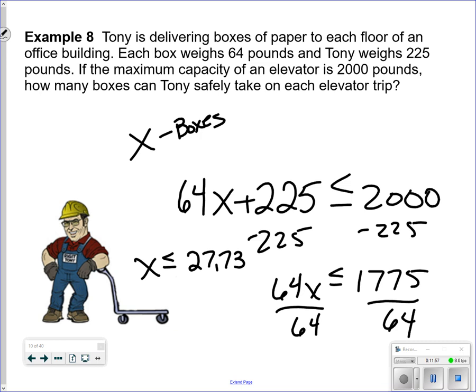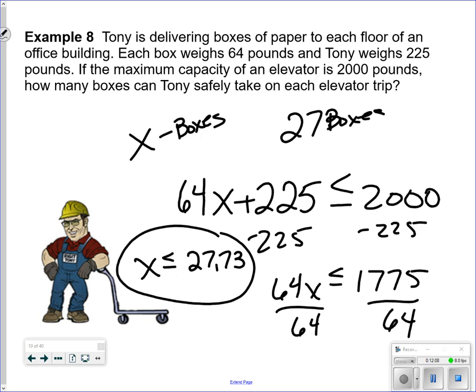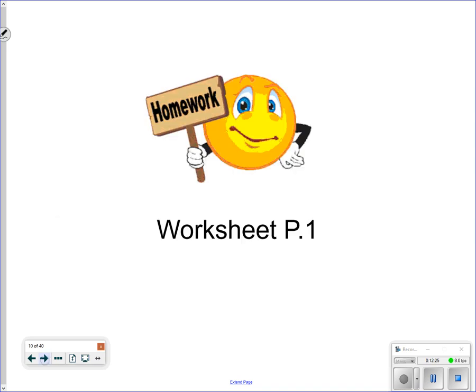Yes, x is less than or equal to 27.73 boxes. You're not going to cut a box in half. So this is the solution to the equation. In reality, you're allowed to put 27 boxes on the elevator. So you need both of these, the actual answer and what makes sense as the answer to the question. So x is less than or equal to 27.73, which means you can safely put on 27 boxes. You're not cutting a box in half.